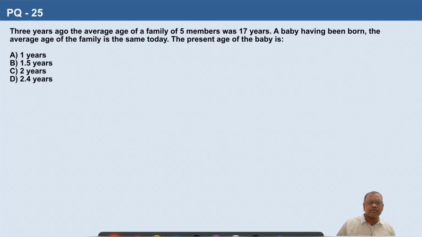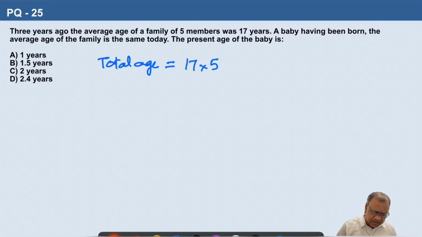Question number 25. 3 years ago, the average age of a family of 5 members was 17 years. A baby having been born, the average age of the family is the same today. The present age of the baby is what? So 3 years ago, the average age of the family of 5 members was 17 years. So what was the total age? So total age 3 years ago was 17 into 5 is 85.